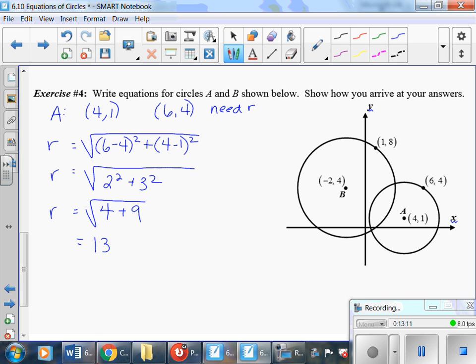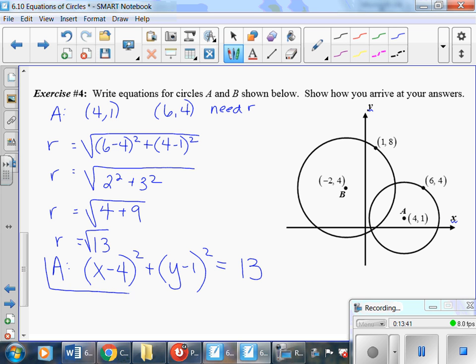So remember the formula for this now. What did we say the center was? (4, 1). So it's going to be (x minus 4) squared plus (y minus 1) squared is equal to 13, because r was equal to the square root of 13, so r squared is equal to 13. So there's my equation for A.